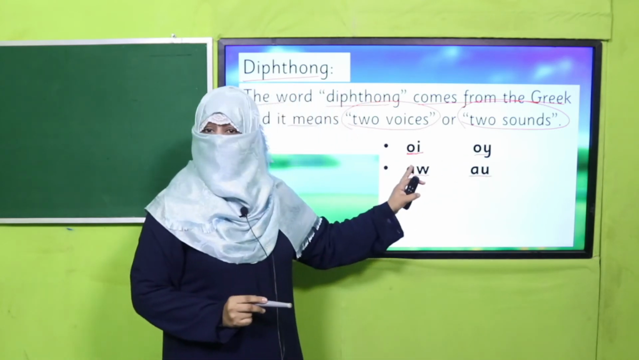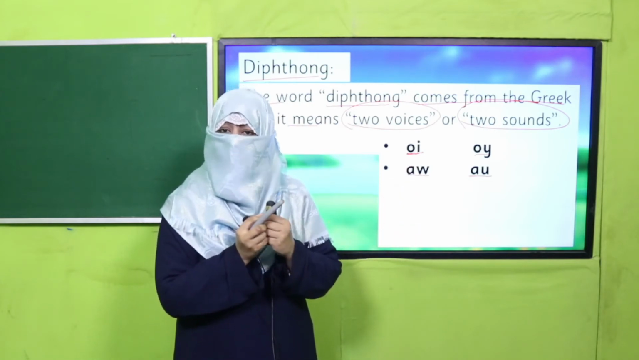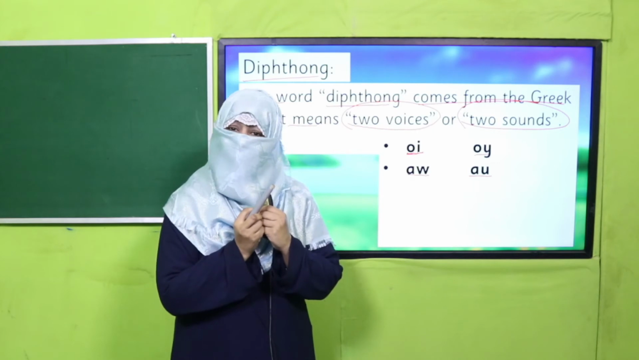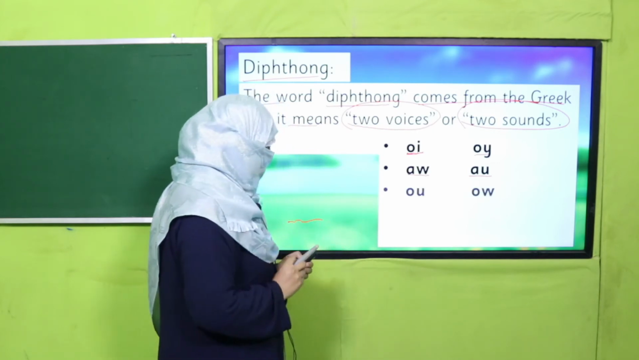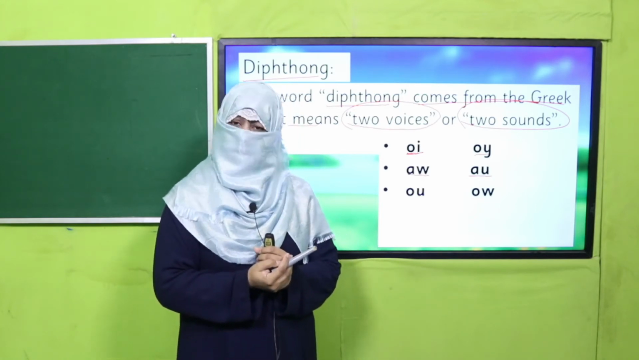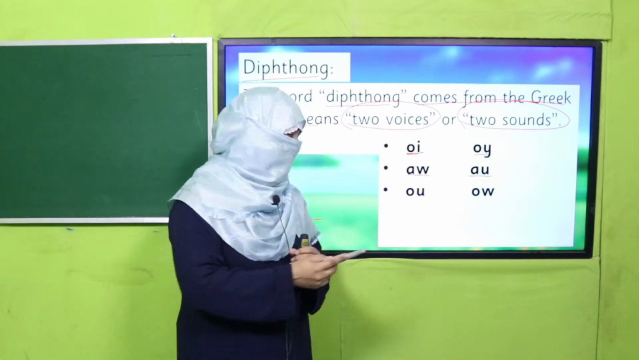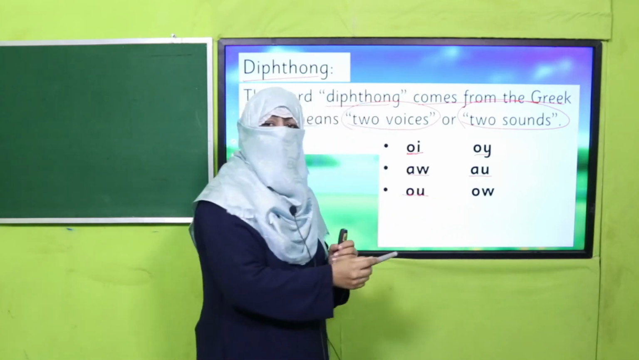Apparently these letters are different, but when they are together in a word, their sound is aw. AW says aw. AU says aw. And the next group is OU. OU says ow. OW says ow.